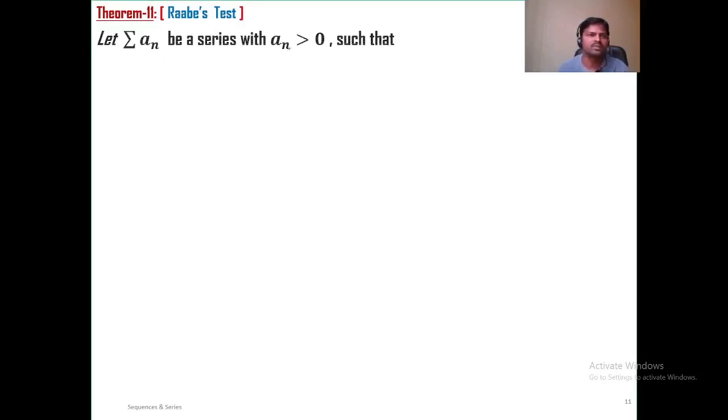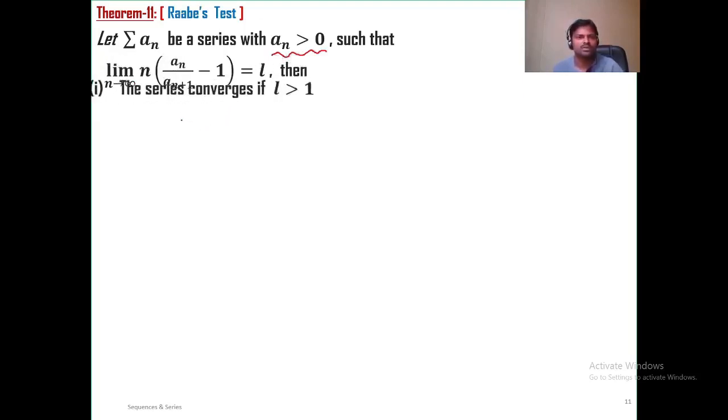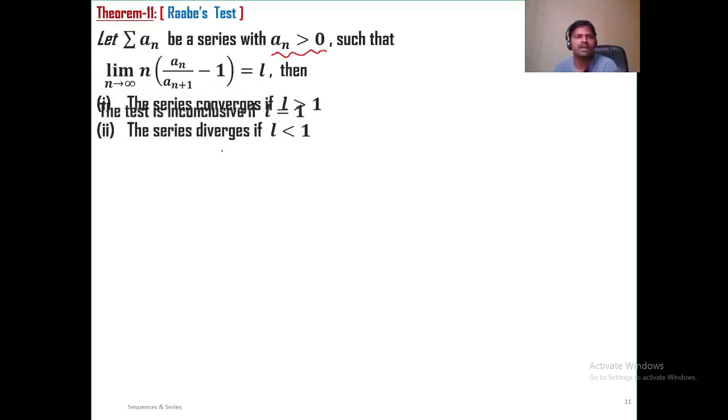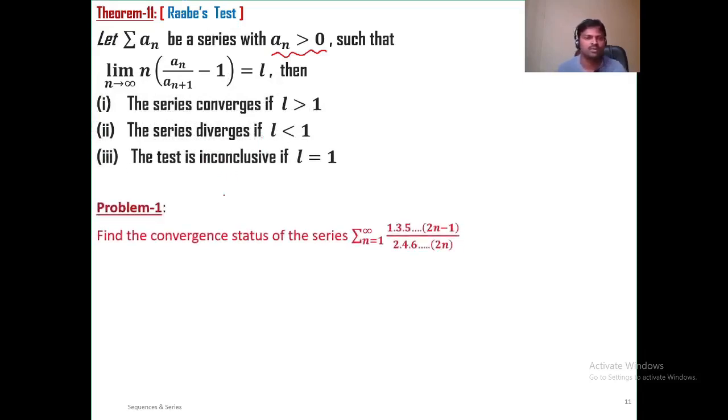Next, theorem number 11, Raabe's test. The requirement is: let a_n be a series with a_n > 0, positive terms, such that the limit as n tends to infinity of n(a_n/a_(n+1) - 1) equals L. This limit you have to compute first. If L is more than 1, the series converges. If L is less than 1, the series diverges. If L is 1, the test is inconclusive. Okay, look at this problem for this solution.